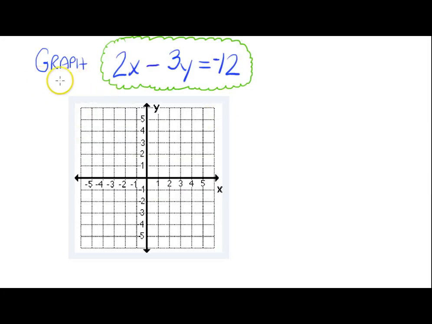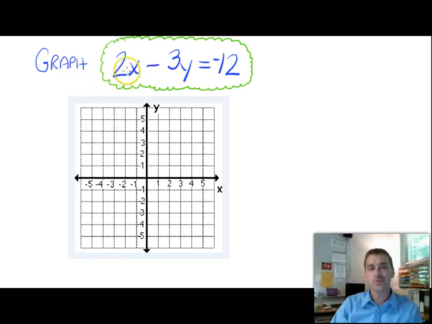On your graphic organizer, if you don't have it, just write this down. What we're going to do is I'm going to show you how to graph this linear equation, 2x minus 3y equals negative 12. And yes, there actually are 3 methods. In this video, we're only going to talk about 2. But the other method would be this.